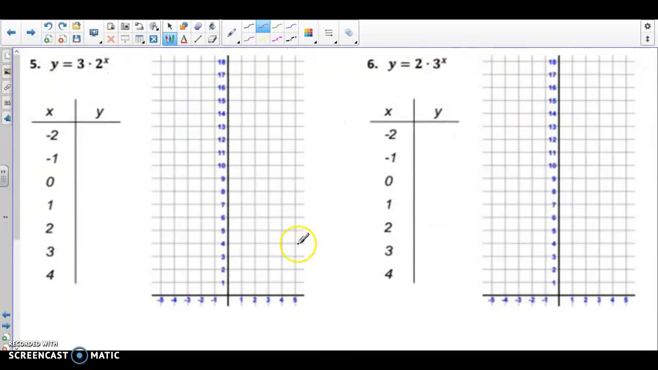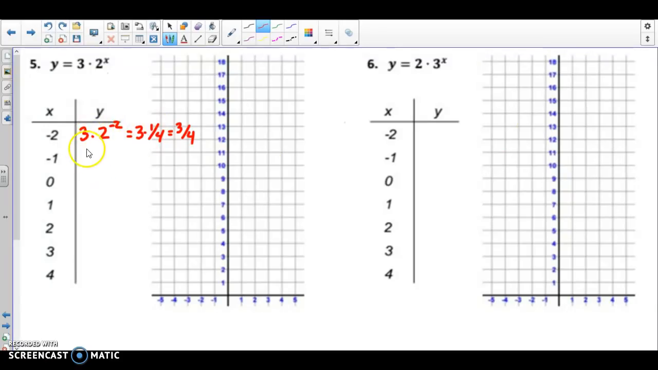Okay, so here we're going to do the same thing, only now we have one additional step. Not only are we raising it to a power, but then we're multiplying it by another number. So for example 5, we have 3 times 2 to the negative 2. Okay, 2 to the negative 2 was 1/4, so we have 3 times 1/4, which is 3/4. Okay, go ahead, pause the video, and complete these next two examples. If you're still confused after pausing the video, I'm going to go ahead and work through question 5 with you.